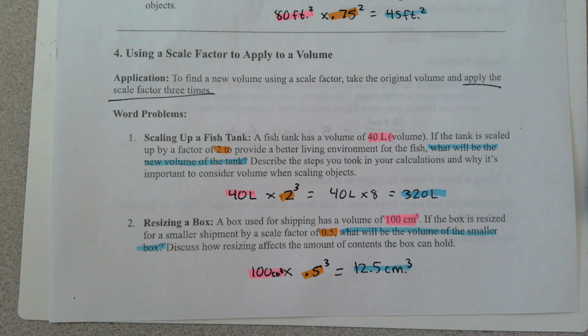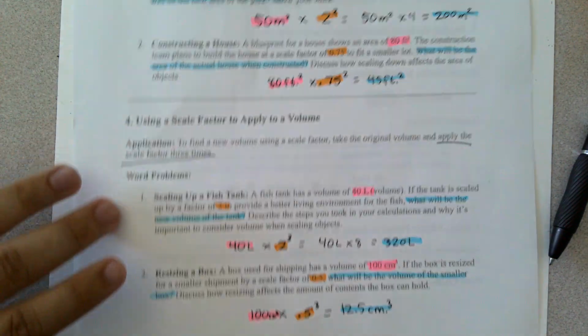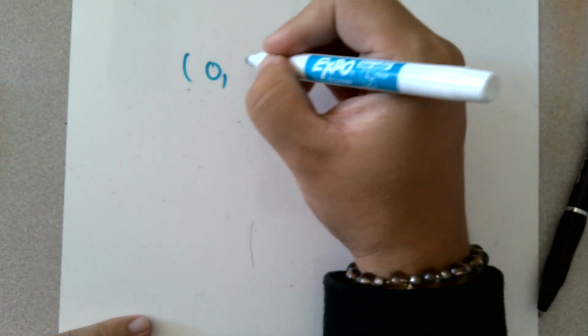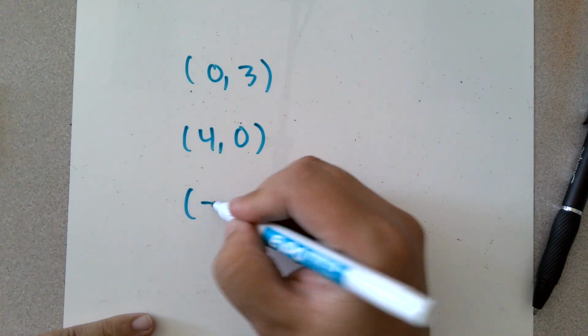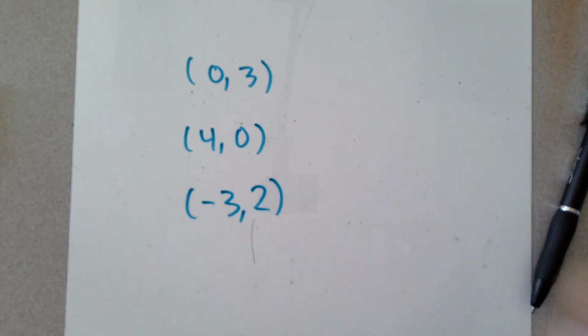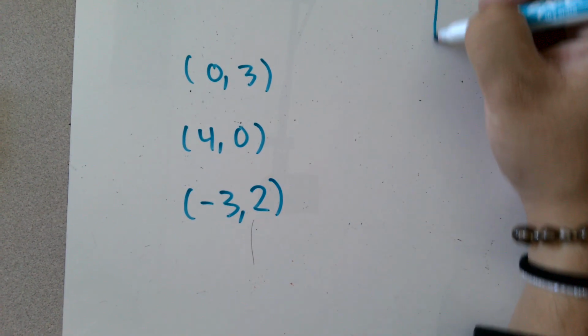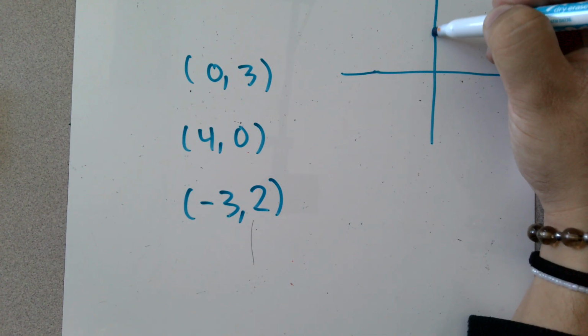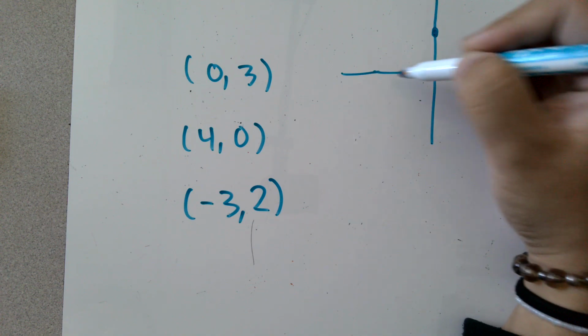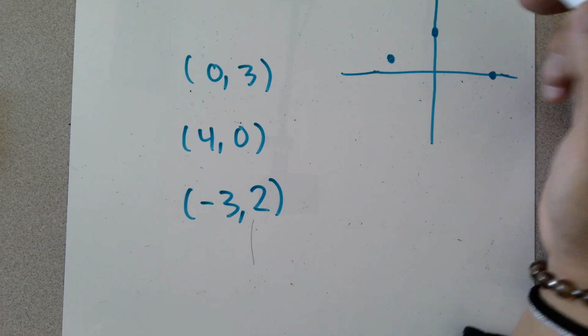The last skill that we need, and I forgot to put it on the study guide. Say you have points on the coordinate plane. Let's do something easy. Let's say we have 3 points. These points are 0, 3, 4, 0, and negative 3, comma 2. So these are going to make a triangle. 0, 3 is somewhere here. 4, 0 is somewhere here. Negative 3, 2 is somewhere here. So this will make a triangle.